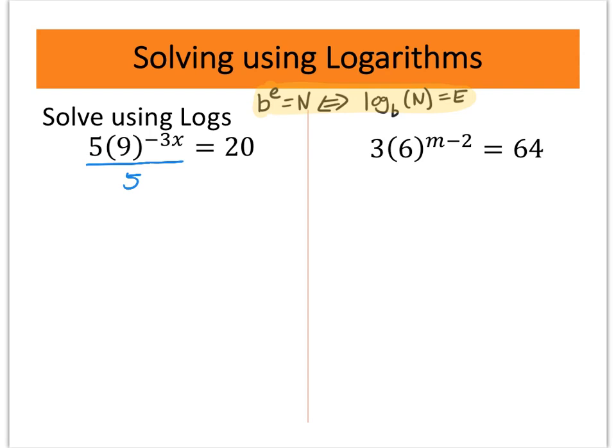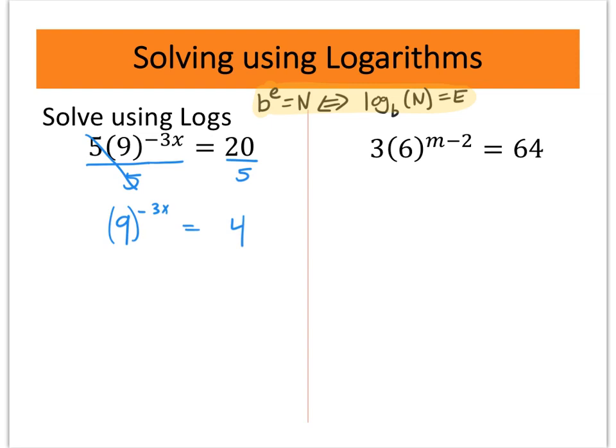And so it's 5 times 9 to the power of stuff. So divide by 5, and we are left with 9 to the power of negative 3x. I'm going to put that 9 in parentheses. And 20 divided by 5 is 4. So we got 4 because 20 divided by 5.